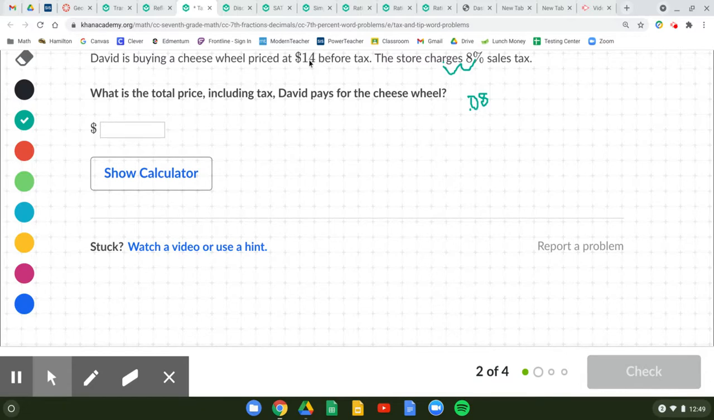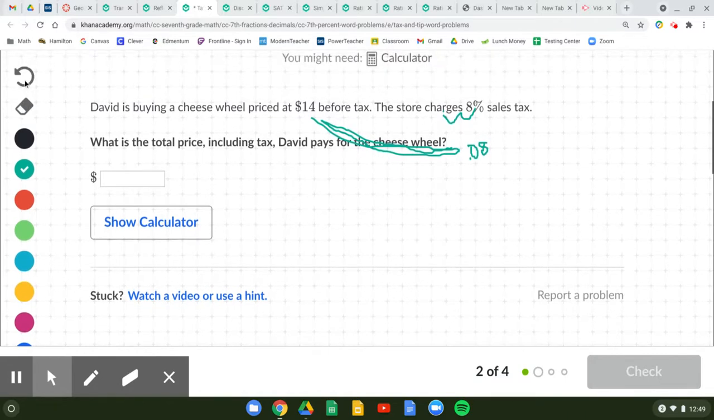And you could just take 14 and multiply it by 0.08. If you just multiply these two numbers together, that will tell you the amount of money he has to pay in tax. Once you find that amount, you can add it on to 14, and that would be your answer. So you could find the amount of tax, add it on to 14, and that'll be the total amount.